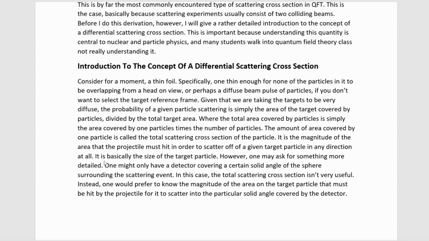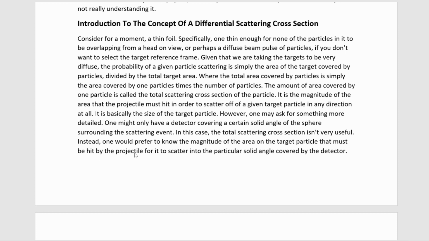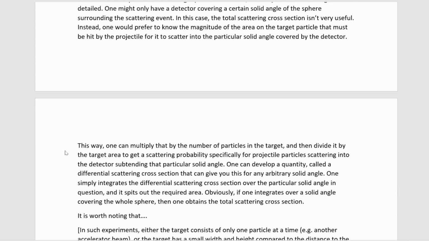However, one may ask for something more detailed. One might only have a detector covering a certain solid angle on the sphere surrounding the scattering event. In this case, the total scattering cross-section isn't very useful. Instead, one would prefer to know the magnitude of the area on the target particle that must be hit by the projectile for it to scatter into the particular solid angle covered by the detector. This way, one can multiply that by the number of particles on the target, and then divide it by the target area to get a scattering probability specifically for projectile particles scattering into the detector subtending that particular solid angle.